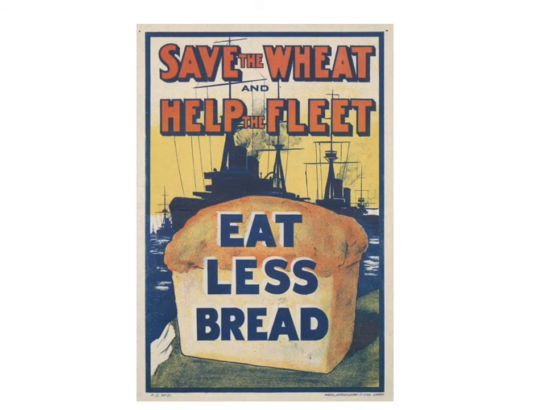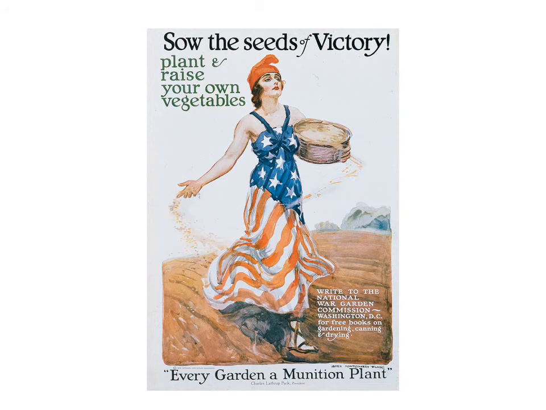This is a poster from the time: save the wheat and help the fleet, eat less bread. Well, you could do so by planting your own garden and you'd raise your own vegetables. And at the bottom it says, every garden, a munition plant. And you could write there, it says on the lower right, to the National War Garden Commission in Washington, D.C., and get a booklet on how to garden, how to can your own food, et cetera, et cetera.